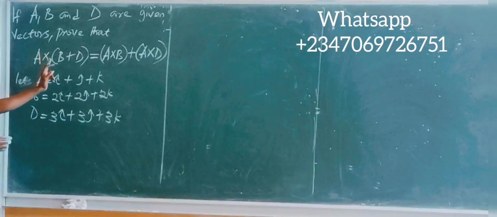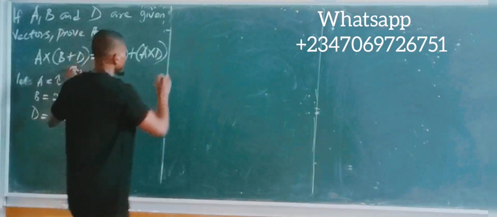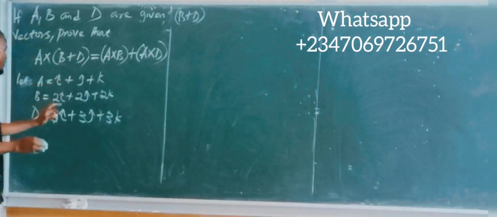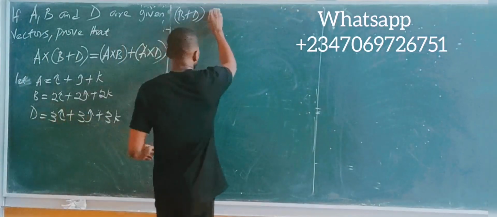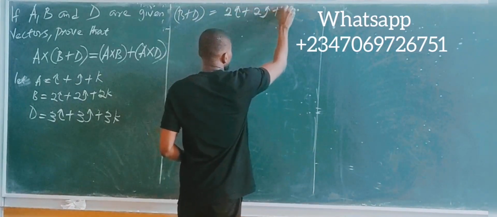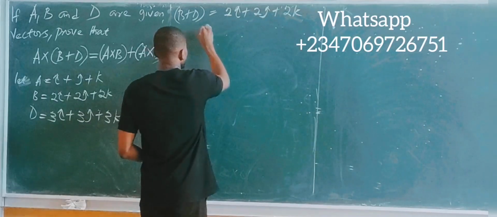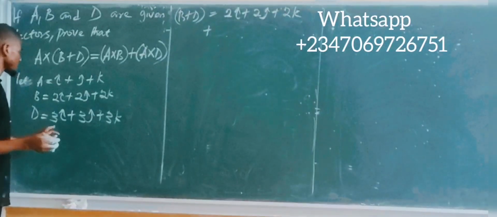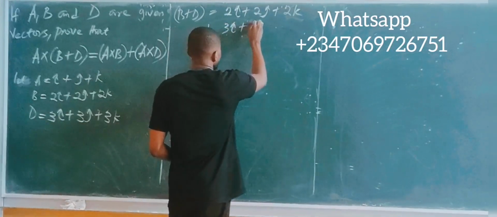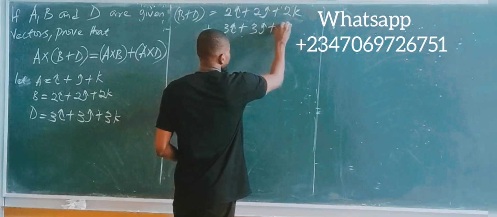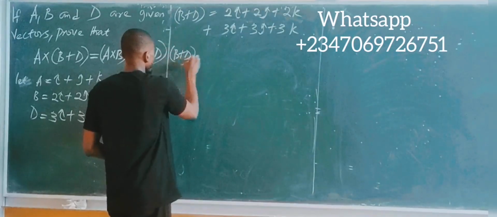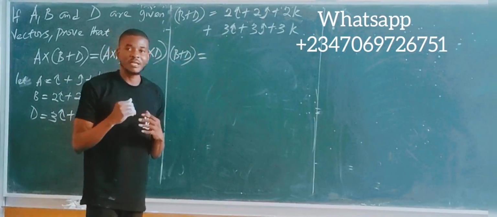Let's start with the left hand side. We start with B plus D. B plus D is simply adding vector B and vector D together. Vector B gave us this, so this is actually equal to vector B, which is 2I plus 2J plus 2K. So we are simply adding vector D to it. And vector D, we said we use 3 all through. So we simply have 3I plus 3J plus 3K.